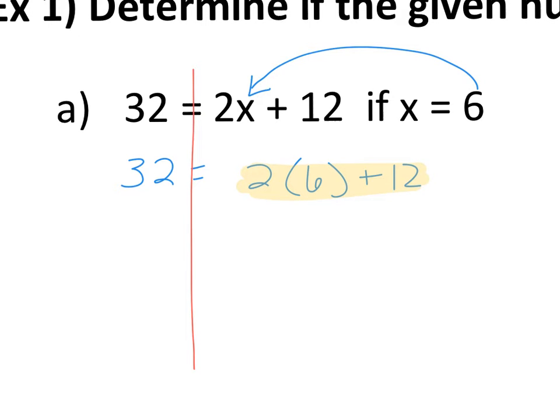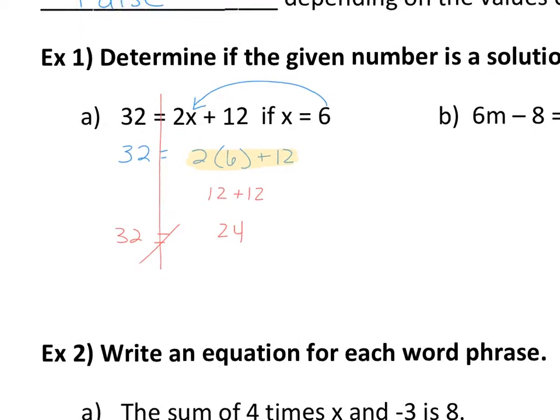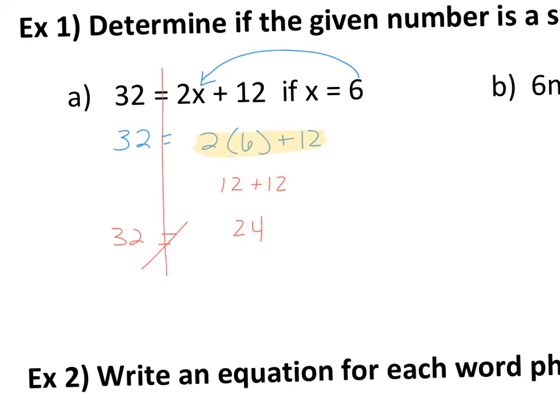So we've got 2 times 6 would be 12. So 12 plus 12 is 24. So now, does 32 equal 24? No, it does not. And guys, remember, when we put a slash through an equal sign, that just means does not equal. So when it's asking, determine if it's a solution, in this case, it is not a solution. The answer is going to be no.